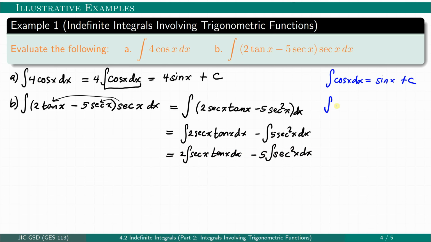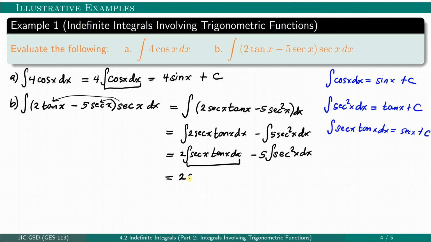Recall that if you have integral of secant squared x dx, this will be tangent x plus c. We will use this here. And also integral of secant x tangent x dx is actually secant x plus c. So using these two formulas, we will have 2. This integral will be secant x minus 5. The integral of secant squared x dx will be tangent x, and we just add the constant c.